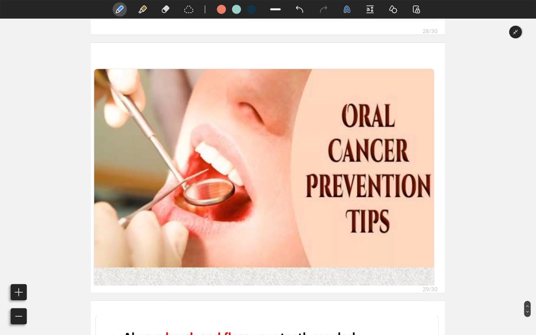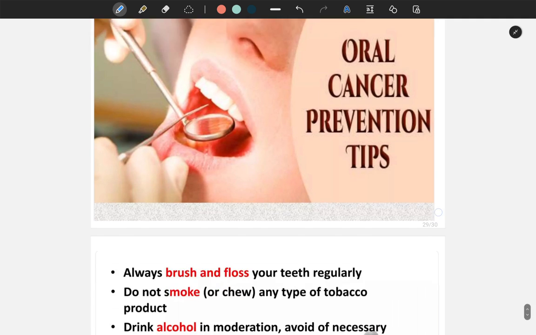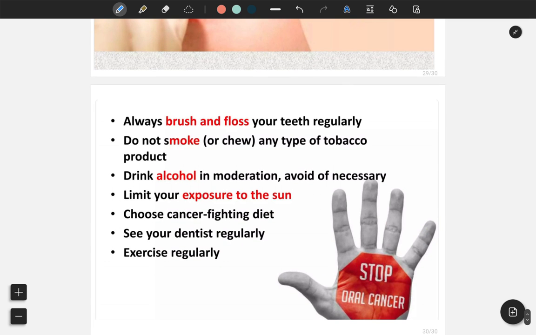Oral cancer prevention tips. What precautions can we take to avoid oral cancers? Always brush and floss your teeth regularly. Regular checkups and follow-up visits should be done with the family dentist. Do not smoke or chew any type of tobacco product. Drink alcohol in moderation, or avoid it if necessary. So alcohol should be stopped. Limit your exposure to the sun. Choose a cancer-fighting diet. See your dentist regularly and exercise regularly.